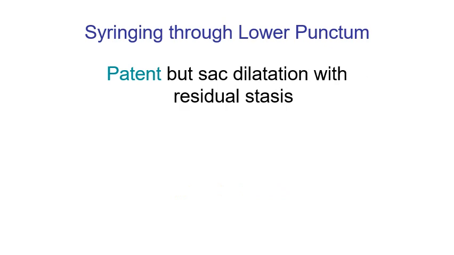Syringing through the lower punctum, the sac is patent, the fluid goes inside the nose, but there is sac dilatation with residual stasis. You can call it an atonic sac. The tone of the sac is not there, and so it is patent, but only because of the force of the syringing, under hydrostatic pressure, it empties the sac. So the sac is atonic. On its own, the sac is not compressing the fluid.